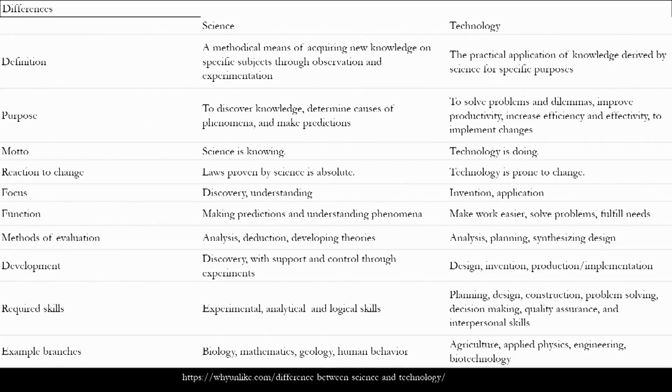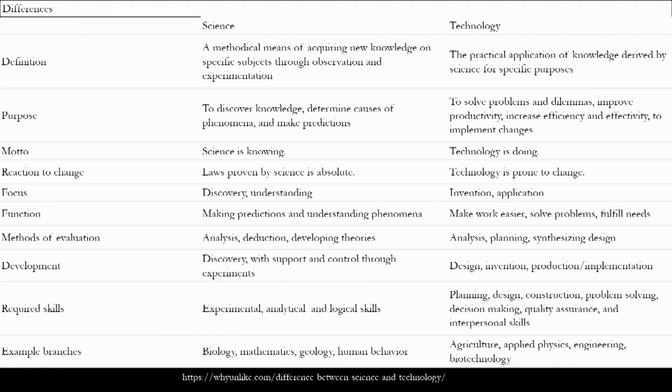This is what science does. It tries to understand a phenomenon and make prediction, whereas the function of technology is to make work easier, solve problems, fulfill needs. So, as I said before, technology is used to better life, either of human beings or the environment sometimes, or other organisms, but more and more it is used to better the life of human beings.